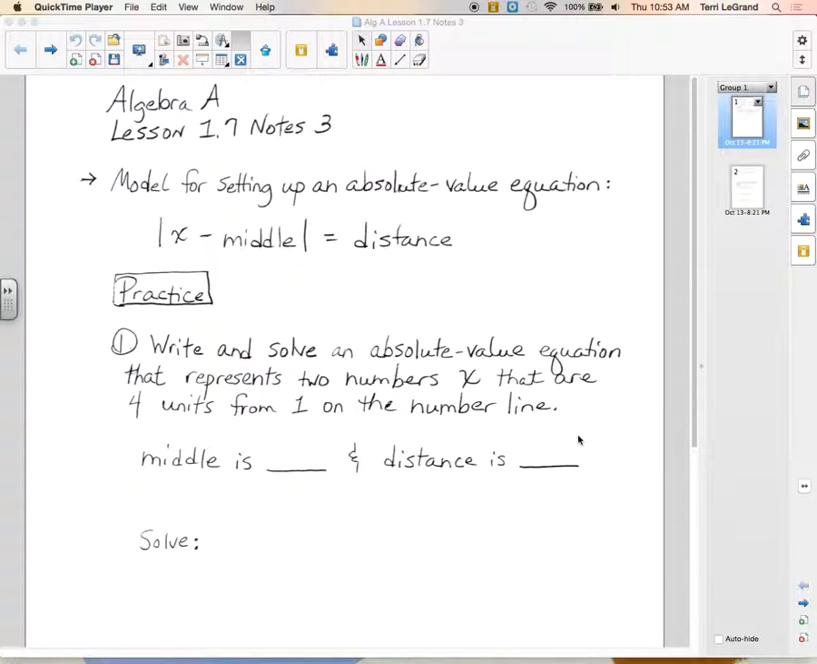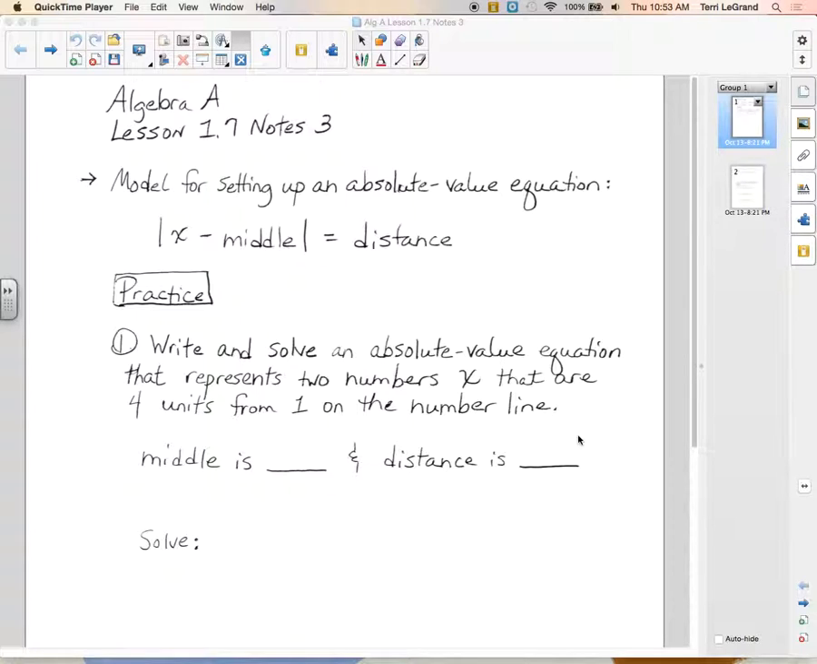L.1.7. We still have a learning goal of working with absolute value equations, but notice I've added something to it. I can write. In other words, you're going to have to set up your own absolute value equations today. So I can write, solve, and graph absolute value equations. So included into our goal now is, how can I set up my own absolute value equation?